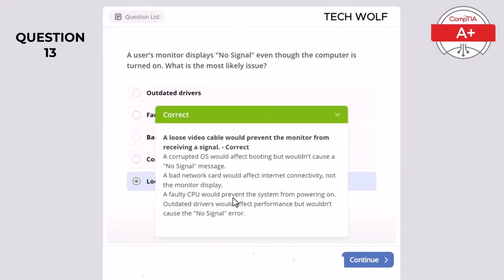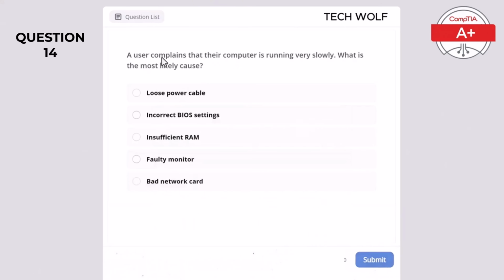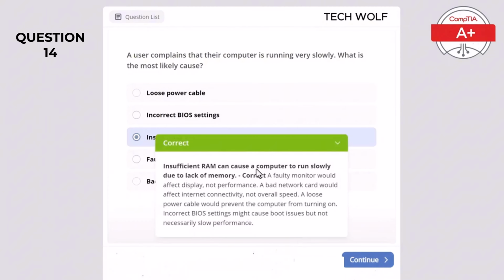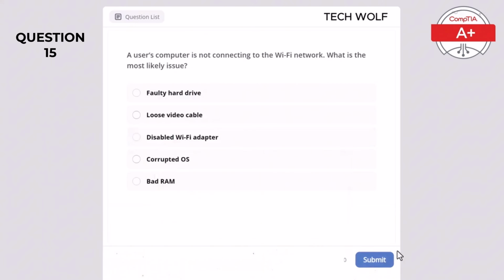And a faulty CPU would prevent the system from powering on, and outdated drivers would affect performance but wouldn't cause the no signal error. A user complains that their computer is running very slow. What is the most likely cause? The correct answer here is insufficient RAM, as insufficient RAM can cause the computer to run slowly due to a lack of memory.